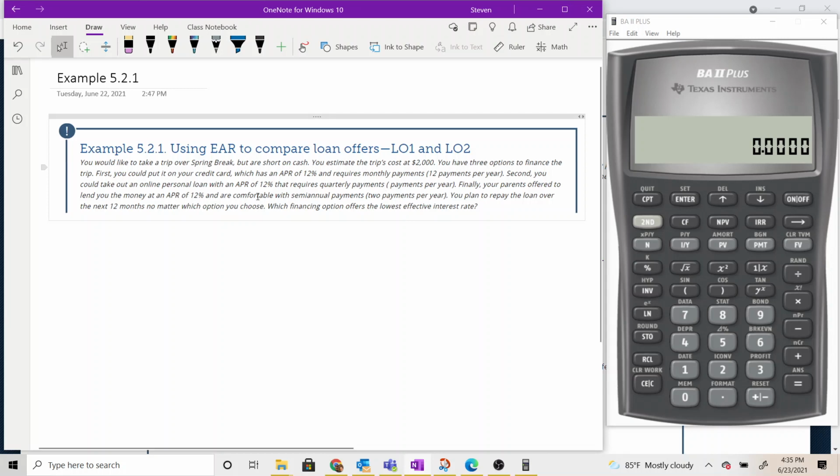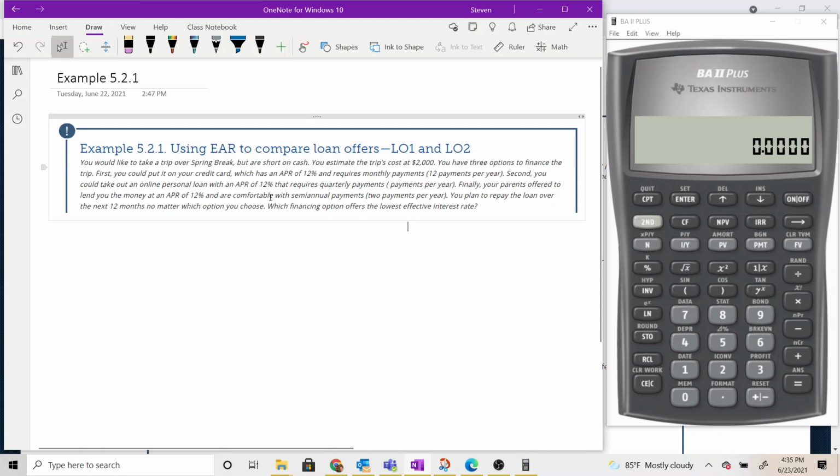The online loan is only having you make payments 4 times per year, quarterly payments, and so since there are fewer payments being made, there's less compound interest accumulating within that year, over that time period. And then your parents, of course, have the fewest number of payments, just twice per year. You're only going to make 2 payments on that one. So there's fewer opportunities for compound interest to accumulate.